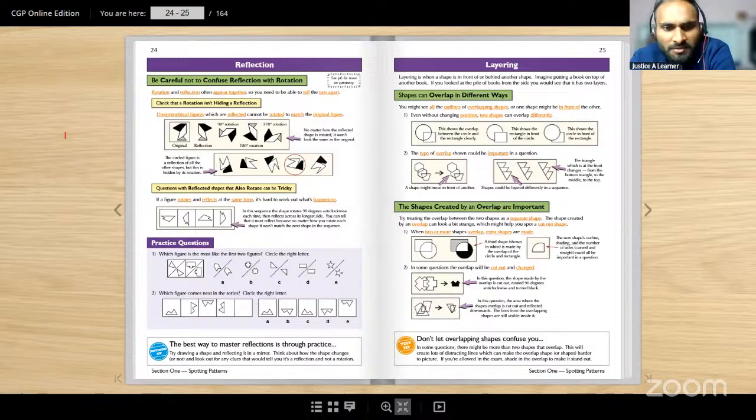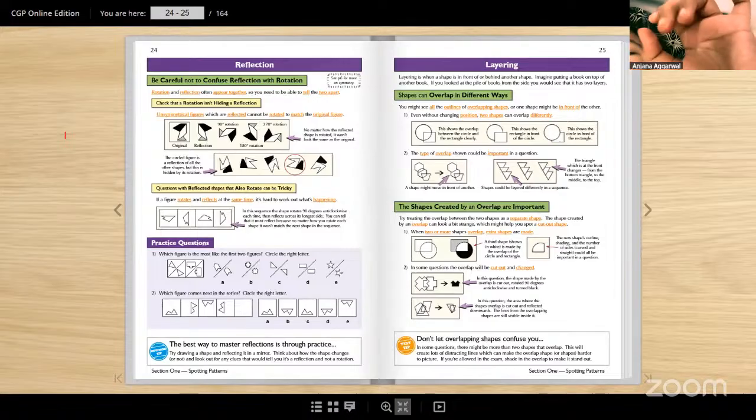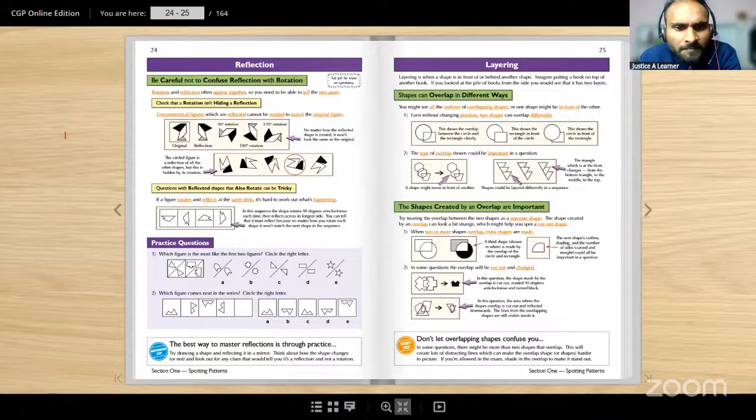Attempt the second question. Let me observe that till then. Which figure comes next? That was easy.